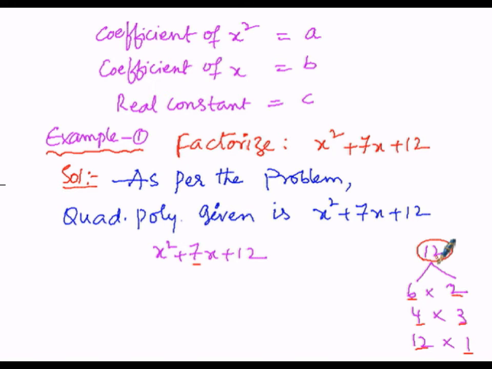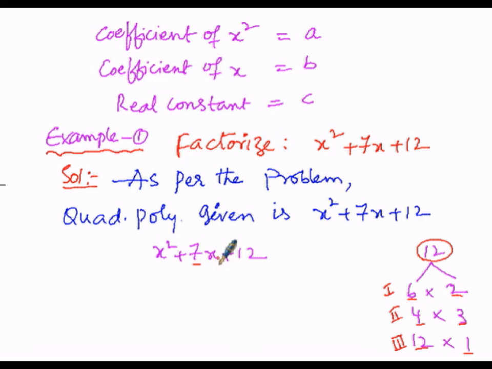But in the first option, we are going to check, either by adding these two factors or by subtracting these two factors, we must get the middle term. So by adding these two factors, that is 6 plus 2 is 8, 8 is not the coefficient of x. Similarly, by subtracting, 6 minus 2 is 4, so here 4 is not the coefficient of x, 7 is the coefficient of x.